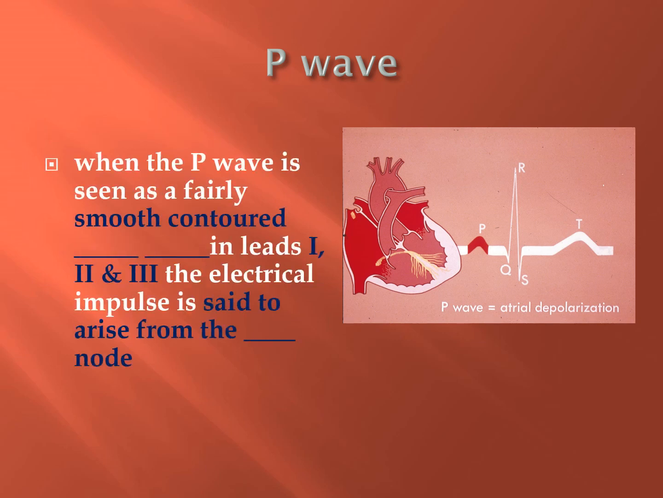When the P wave is seen as a fairly smooth contoured positive wave in leads 1, 2, and 3, the electrical impulse is said to come from the SA node, which is the primary pacemaker of the heart. So if it's smooth and contoured and it is a positive wave in the 1, 2, and 3 leads, then it originates from the SA node, the primary pacemaker. So this is good. That means you're running off the primary pacemaker.